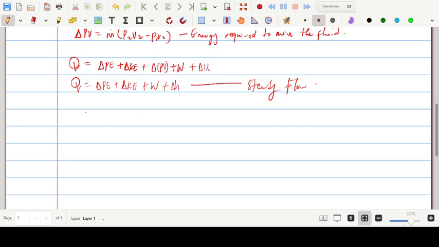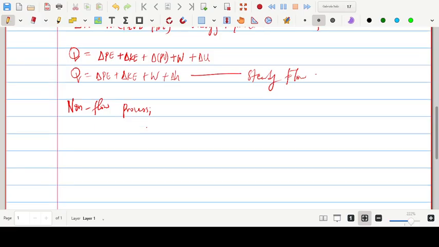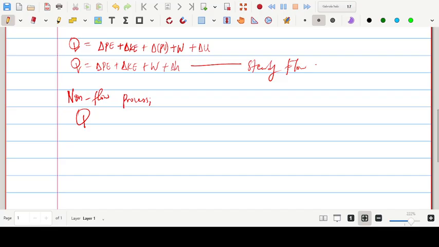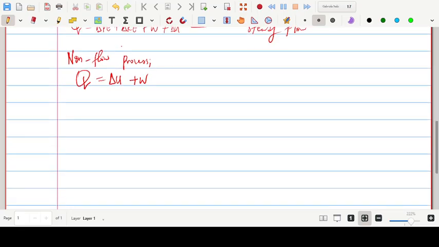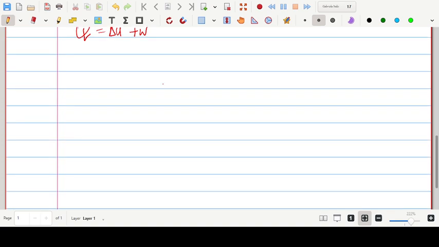So in a case that we have a non-flow process, again the only thing that we'll be considering is Q, which is the heat applied, then the change in U plus the final outcome. There won't be potential nor kinetic energy. Is that taken? So now let us go to another device, which is part of engineering steady flow devices.